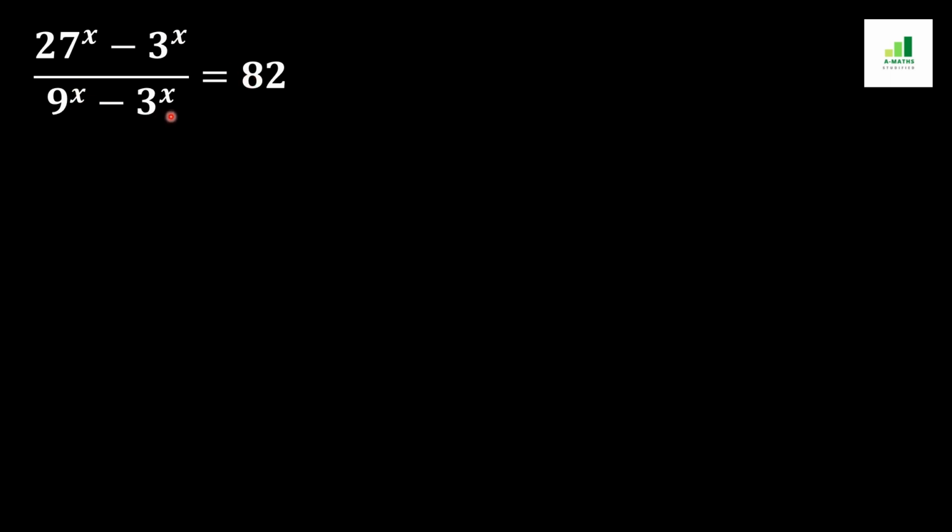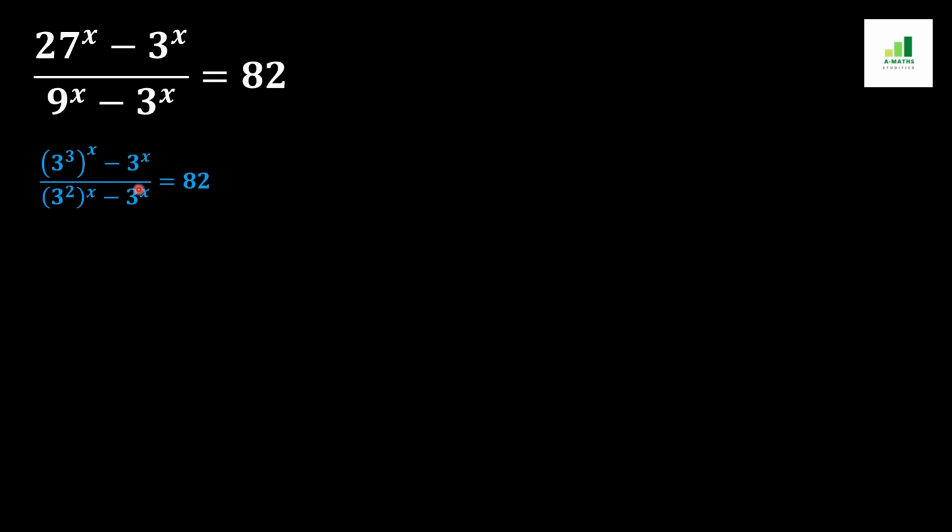In order to solve this question for this value of x, first we should convert this 27 as 3^3, and this x will remain the same. Minus 3^x will remain the same. This 9 will be converted into 3 squared, and this power x will remain the same, and the other part of the equation will remain the same.